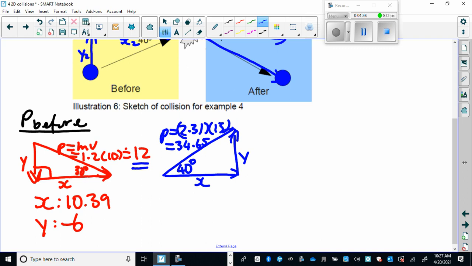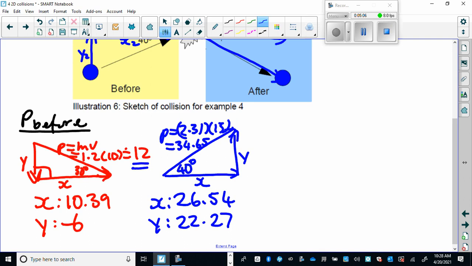We separate that into components using sine and cosine. Turns out the x component is going to be 26.52 to the right, so we'll say it's positive. And the y component is going up. That turns out to be 22.27. All right, so we figured out the x and y components of the red ball and the x and y components of the blue ball, both before the collision.